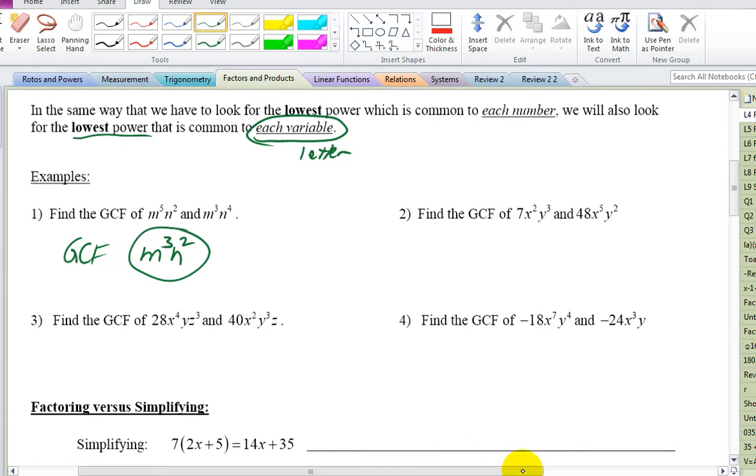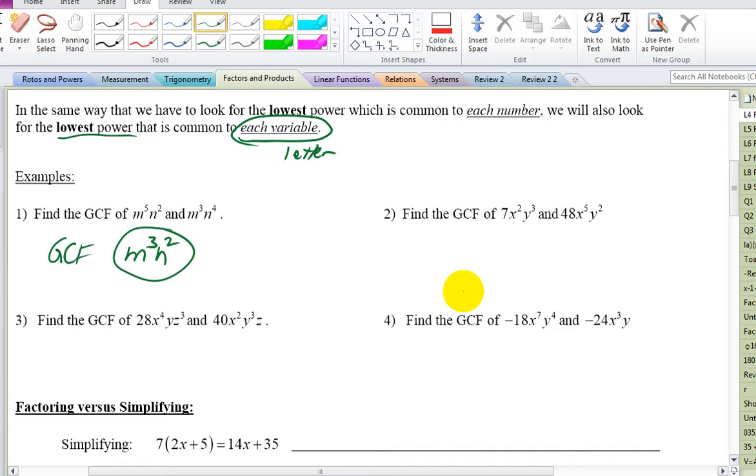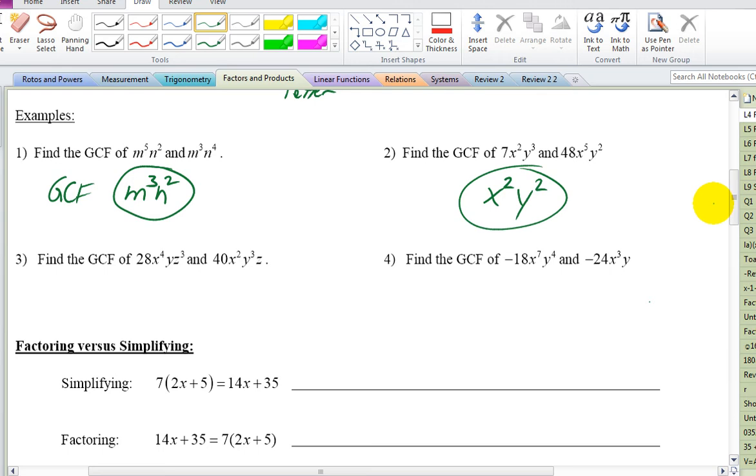Looking at the next one, what's the GCF of the letters? Ashley? Yeah, x squared is the lowest and y squared is the lowest. What about the numbers? 7 and 48? What's the GCF there? There isn't one. So sometimes you'll just be letters. Okay? Next one. Now find the GCF of the numbers and the letters.